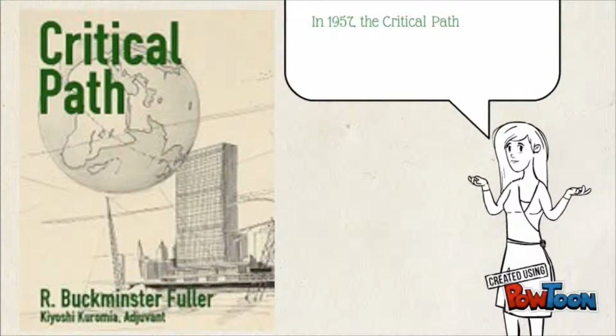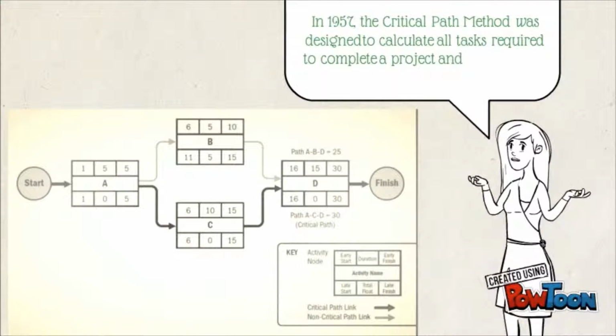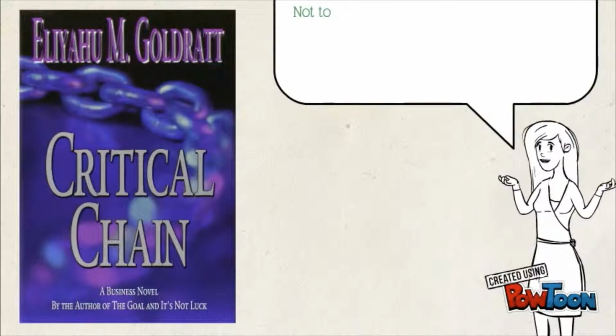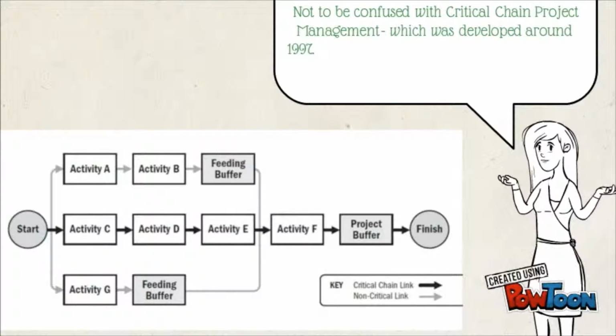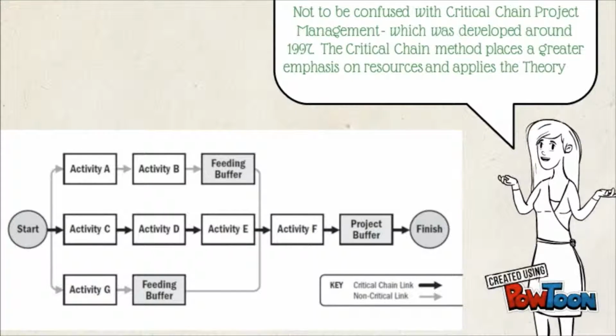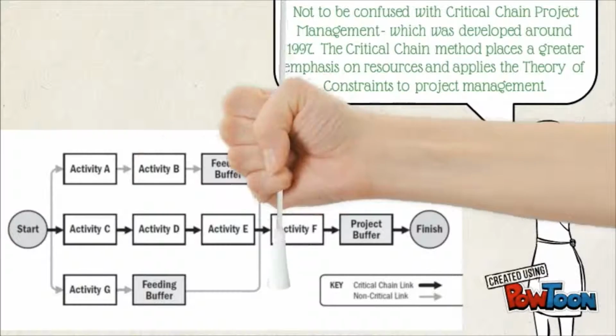In 1957, the critical path method was designed to calculate all tasks required to complete a project and the duration for each of them. Not to be confused with the critical chain project management, which was developed around 1997. The critical chain method places a greater emphasis on resources and applies a theory of constraints to project management.